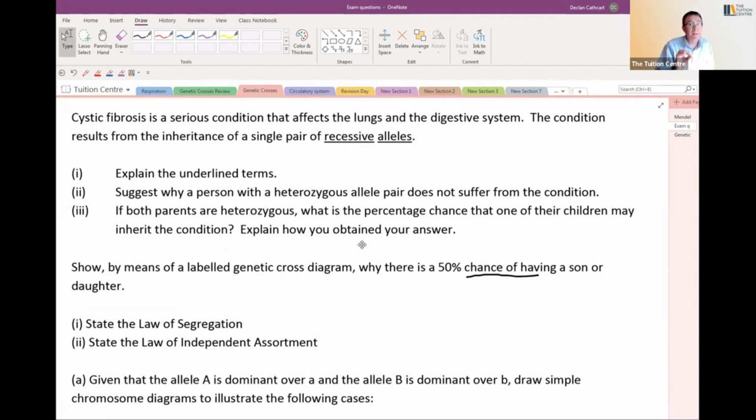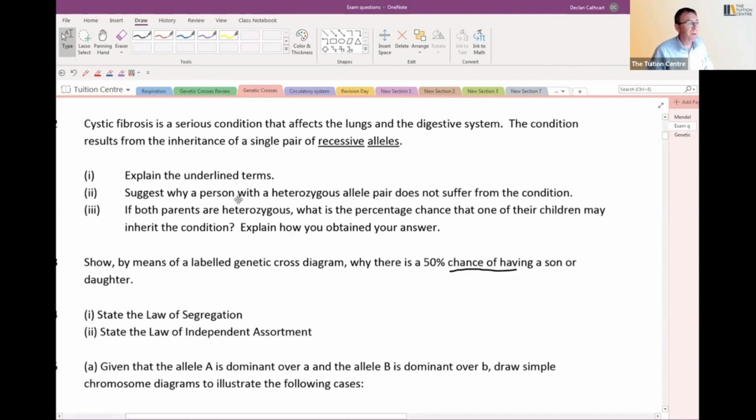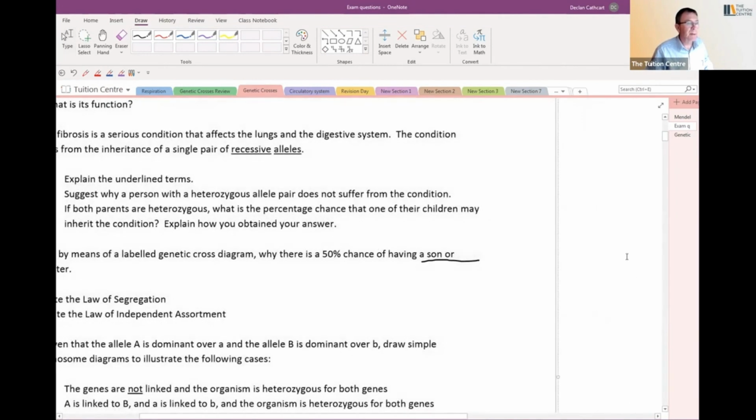But a lot of the time in maths, and I'm sure your teachers keep telling you this, and it's even more true in crosses, when it says explain how you obtained your answer, it might not always say that, but what they really mean there is show the full cross. Now I'm going to show you how a full cross works, and it must be fully labeled for you to get all the marks. So let me just explain how that's going to work.